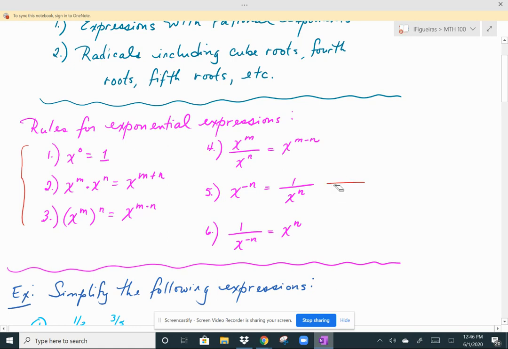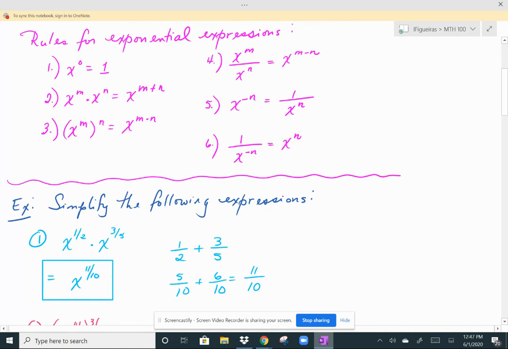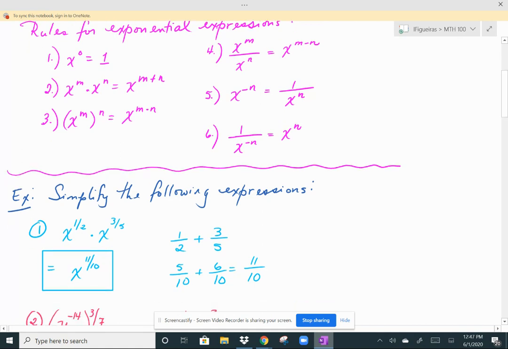Or if you have a negative exponent in the denominator, like in Rule 6, so 1 over x to the negative n, you correct for that by bringing the x up, and the exponent changes to positive, so it equals x to the positive n. All right, so we're going to use all of those rules to simplify the following expressions. And remember, some or all of your exponents will be fractions.